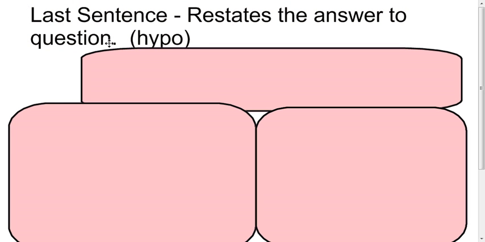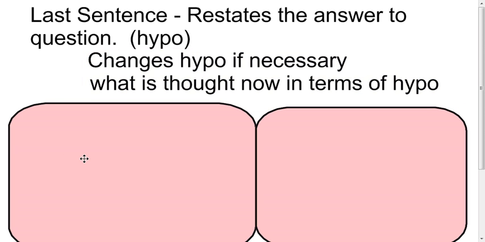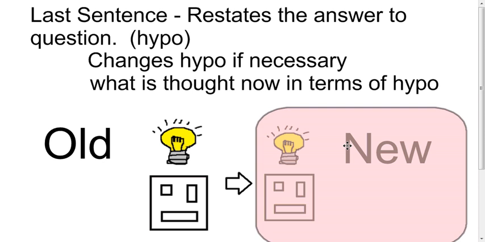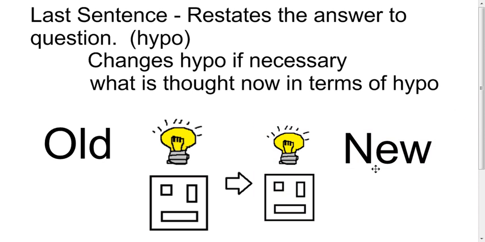Now, in the last sentence, you're going to restate your answer to your question. And basically, you should be restating your hypothesis if it was supported. However, you might change what it is based upon what is now thought. If in the course of the experiment you have one idea, but the experiment shows you another idea, then at the end of this paragraph, you should basically state what the new idea to the old question was.